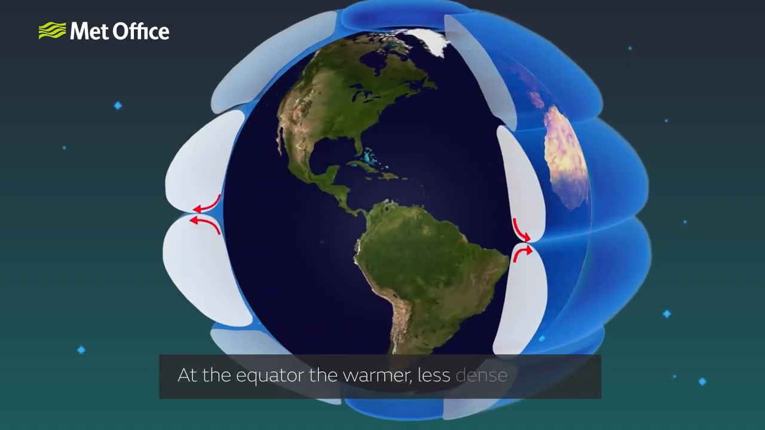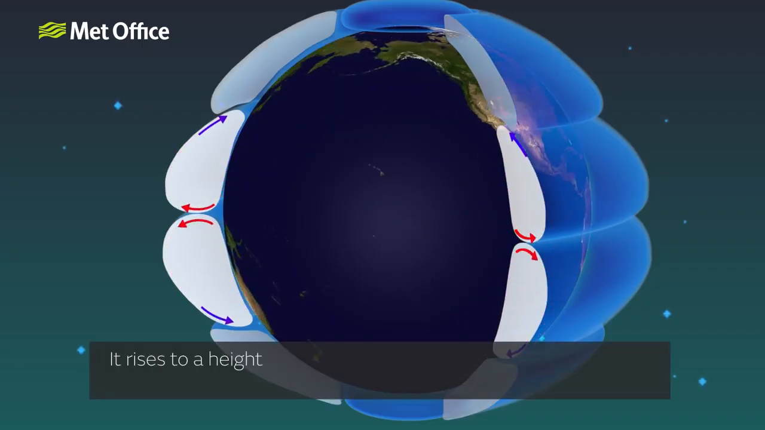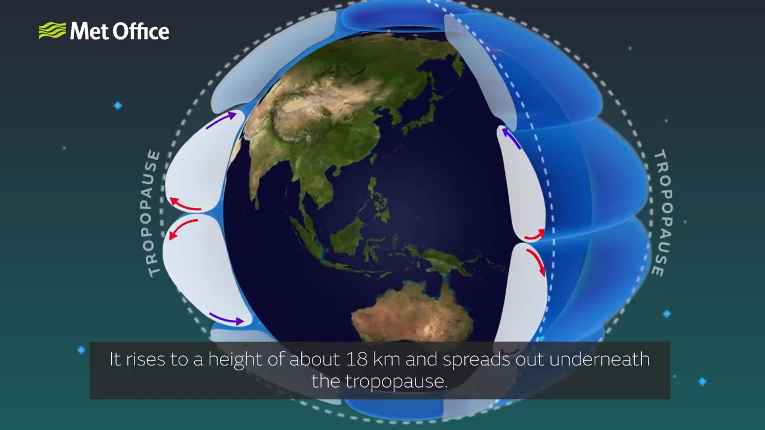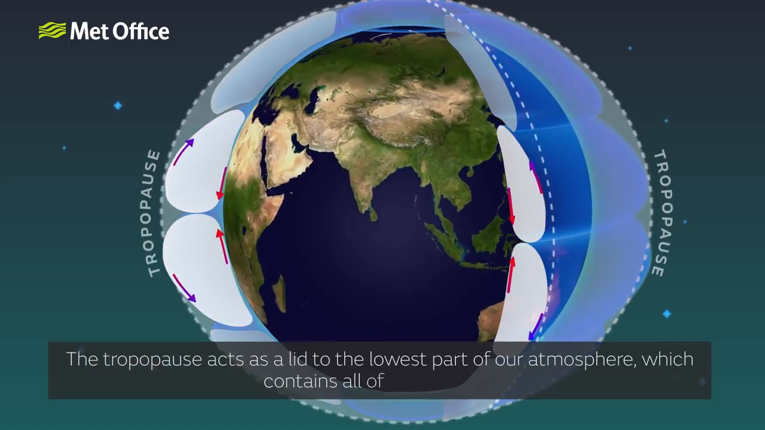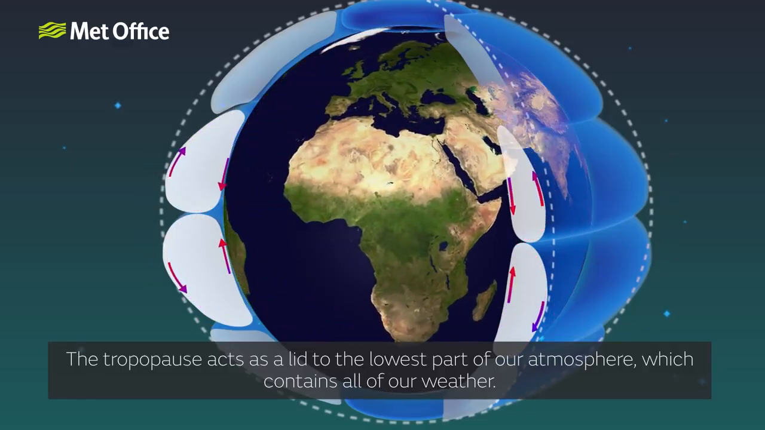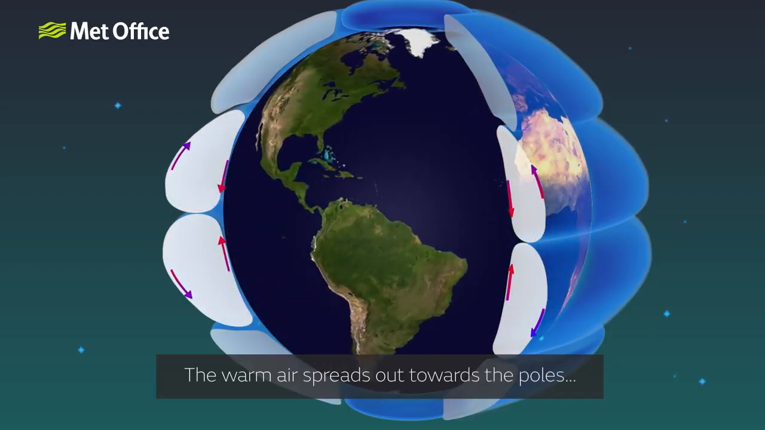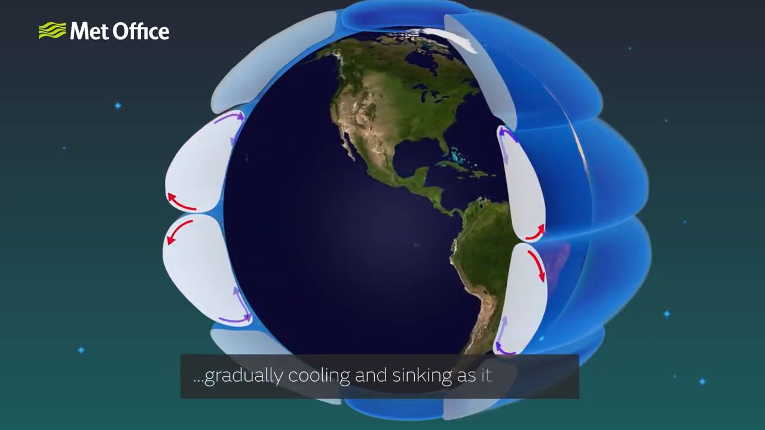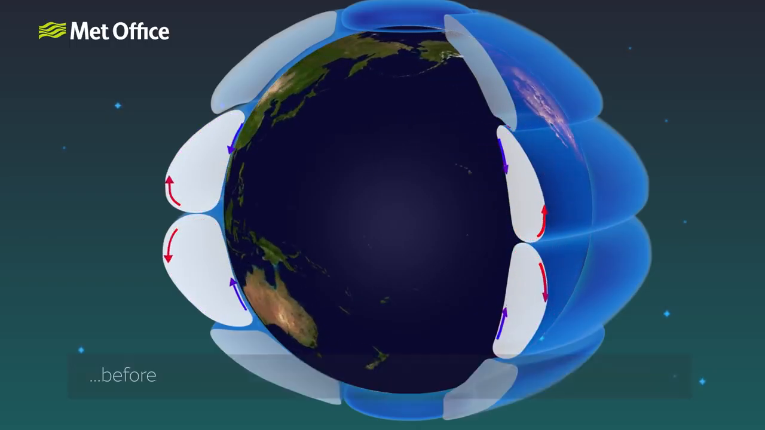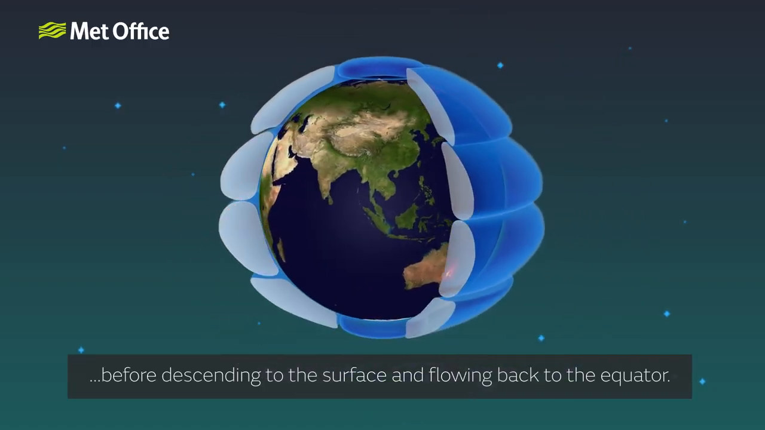At the equator, the warmer, less dense air rises. It rises to a height of about 18 kilometres and spreads out underneath the tropopause. The tropopause acts as a lid to the lowest part of our atmosphere, which contains all of our weather. The warm air spreads out towards the poles, gradually cooling and sinking as it moves, before descending to the surface and flowing back to the equator.